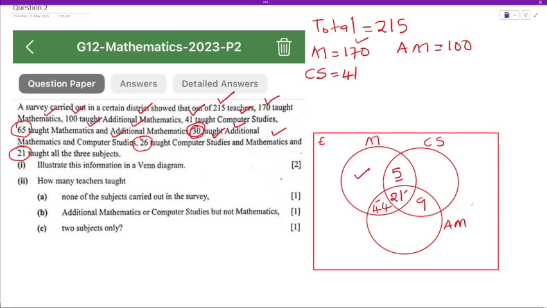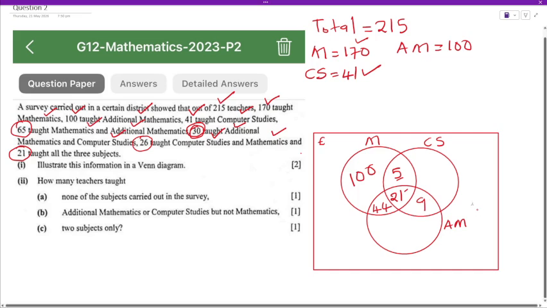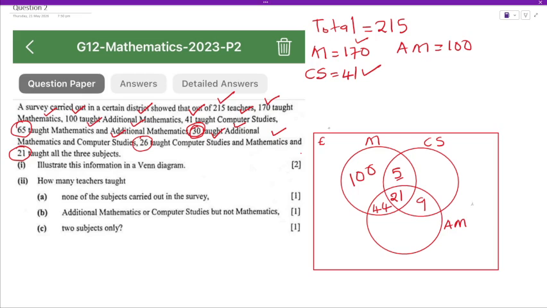So let me just clean up again. So here we're going to have 100. Okay, we go to computer studies. The total should be 41. Let's add what we have. In computer studies we have 5, we have 21, and we have 9. So we're going to say 21 plus 9 plus 5, that should be 35, minus the total, which should be 41. Minus 41 gives me a 6. So that's 6. I'll put it right here.